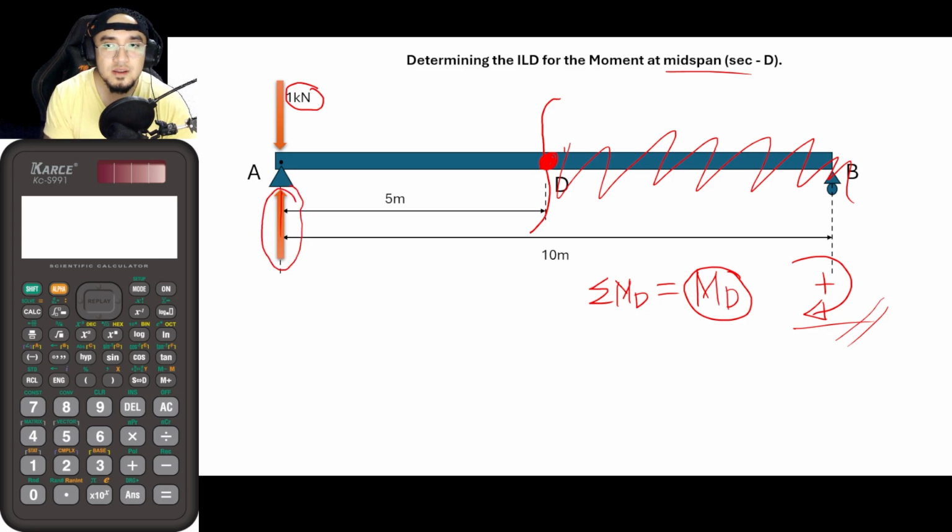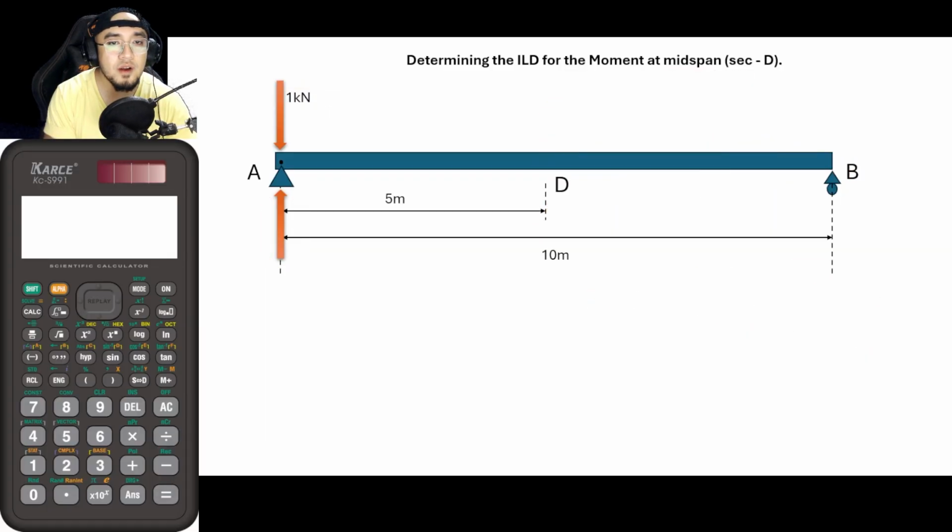Okay, so that is the first thing that we would be solving for right now. So let us solve for the value for AV. Okay, so how could we solve for AV? We would be getting the moment about point B. Okay, so summation of moment B is equal to 0, clockwise positive.